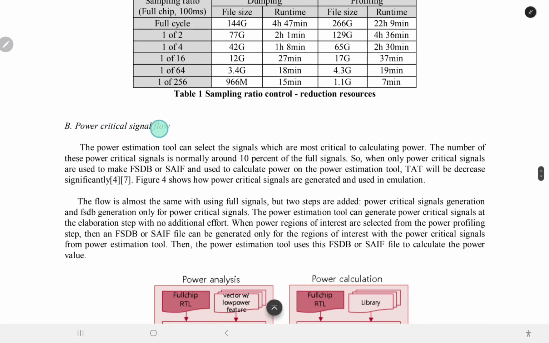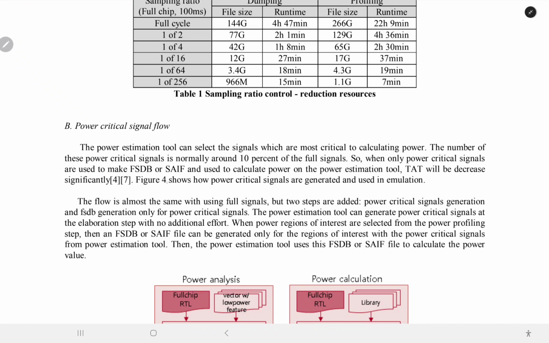The power critical signal flow. The power estimation tool can select the signals which are most critical to calculating power. The number of these power critical signals is normally around 10% of the full signals. So only the power critical signals are used to make the FSDB or SAIF and are used to calculate power on the power estimation tool. TAT will be decreased significantly.